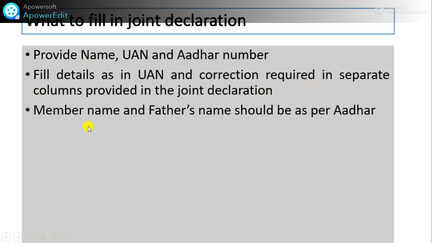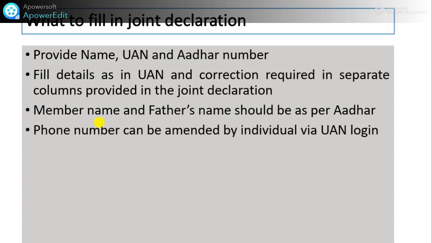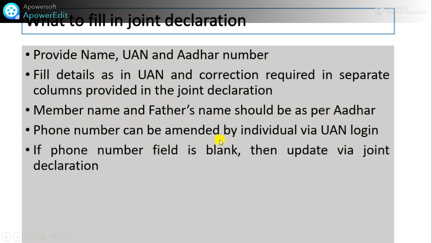Friends, do remember that the father's name, the member's name, date of birth, gender, etc. has to match exactly as it is in your Aadhaar card. Phone number can be amended by an individual via the UAN login. In case the phone number field is blank, then the update has to happen through the joint declaration.